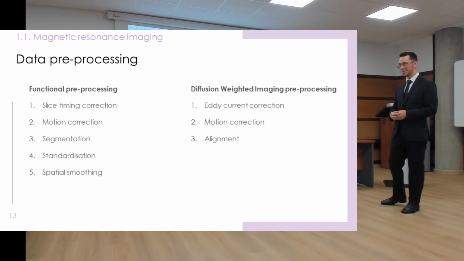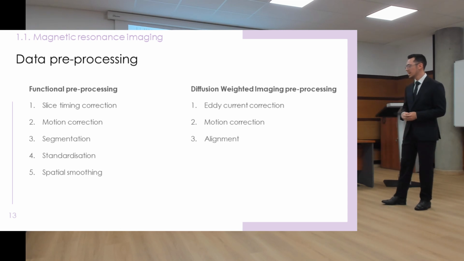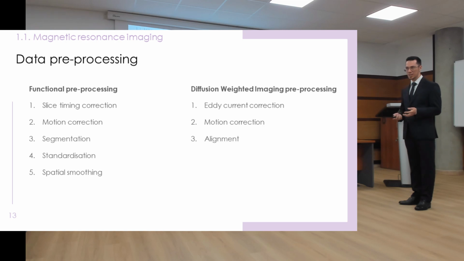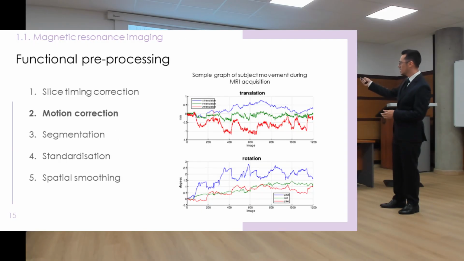However, before we can apply models and analysis, we need to carefully preprocess the data with the main objective of increasing the signal-to-noise ratio. A typical functional preprocessing will include the following steps. First, slice timing correction, which in a broad sense allows us to correct the differences or the delay error between the acquisition of the different slices of the brain, which, as you can see, are acquired at different times.